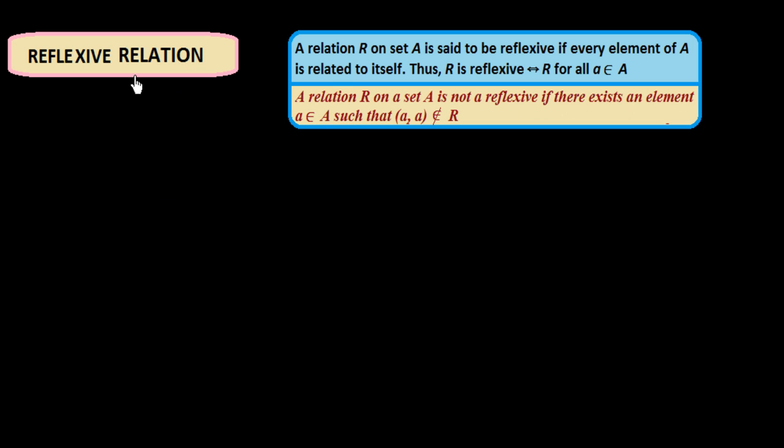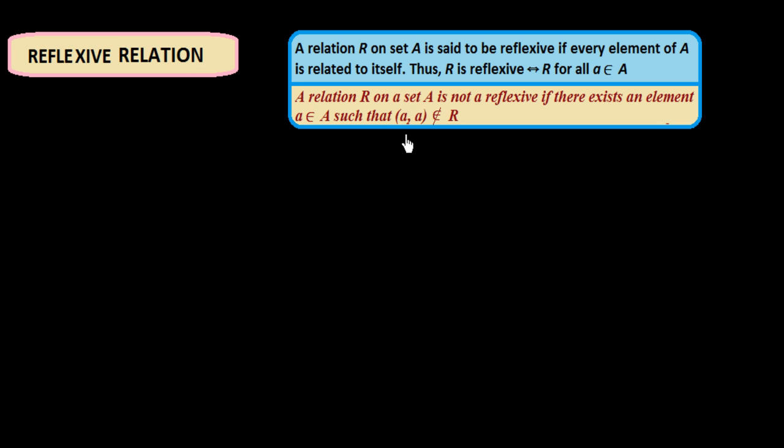Now we study the reflexive relation. A relation R on set A is said to be reflexive if every element of A is related to itself. Thus R is reflexive implies (a, a) belongs to R for all a belonging to A. In other words, a relation R on set A is not reflexive if there exists an element a belonging to A such that (a, a) does not belong to R.